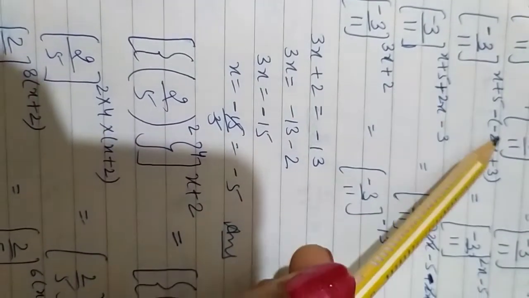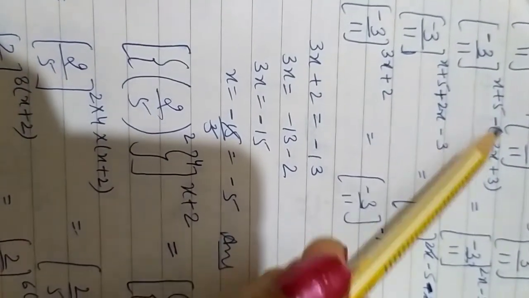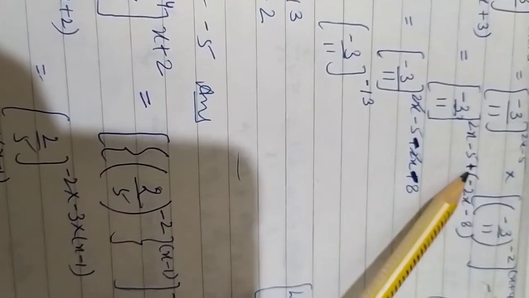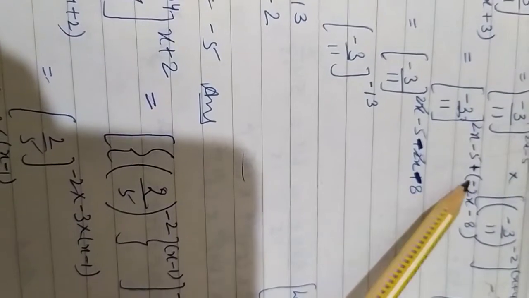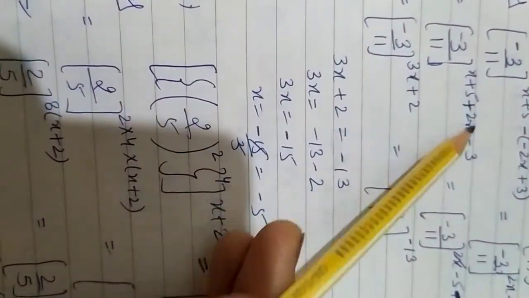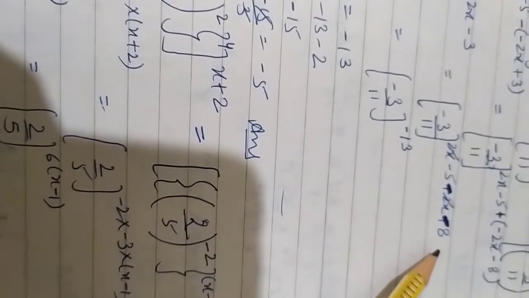Okay, x plus 5, this minus minus will be plus, and this minus plus minus 3 equals to -3/11 raised to 2x minus 5 plus minus 2x and plus minus 8. So this 2x will be cancelled from this 2x, and here what is left: 2x plus x is 3x, and 5 minus 3 is 2, and here minus 5 minus 8, so it will be minus 13.